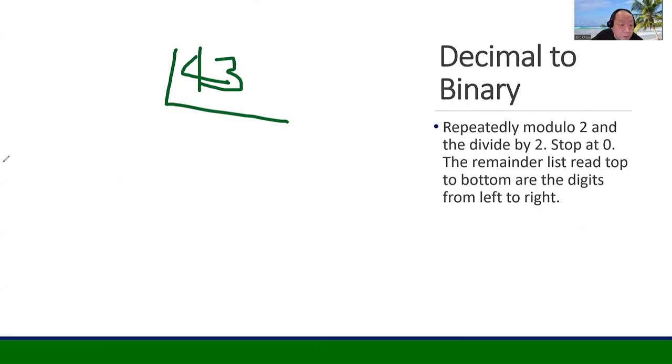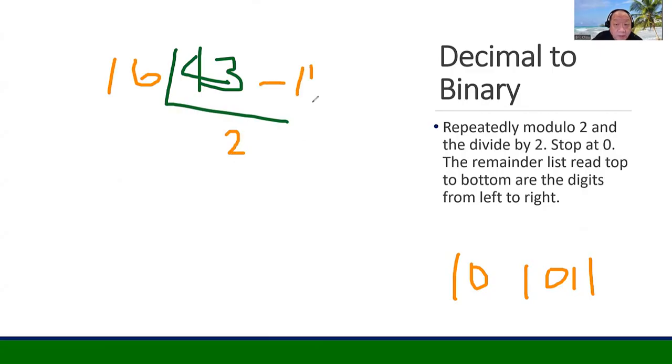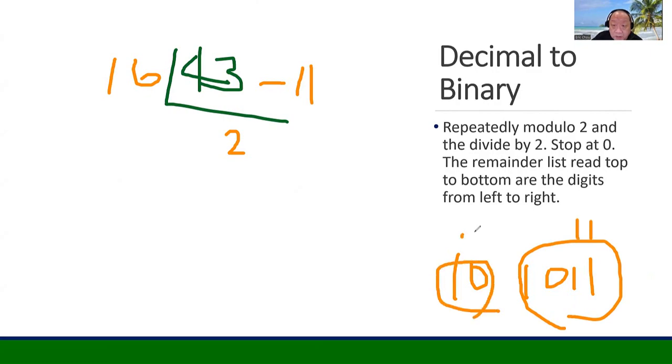101011. You say it's 101011. So this one you divide by 16, right? It's 2 remainder 11. So this portion is 11, this one is 2. Yes, you are correct. Okay?